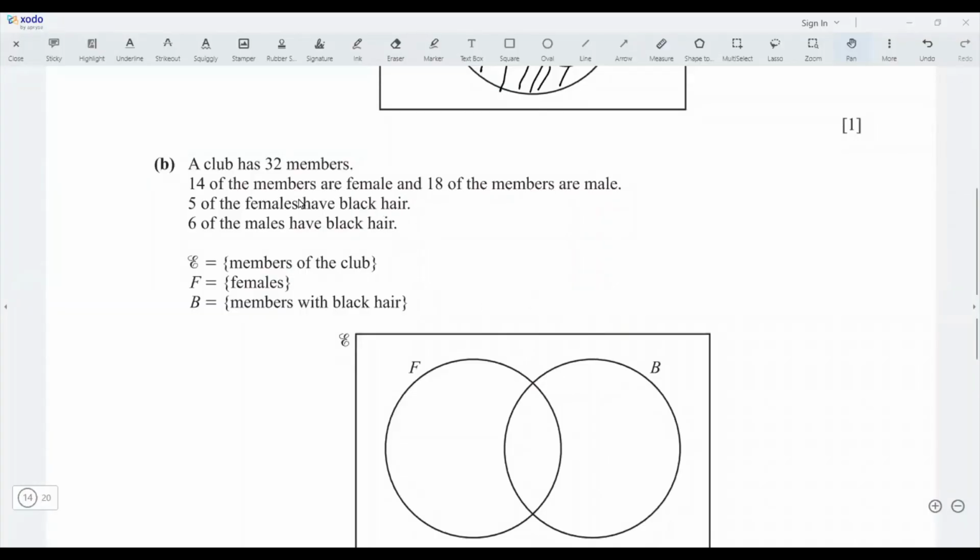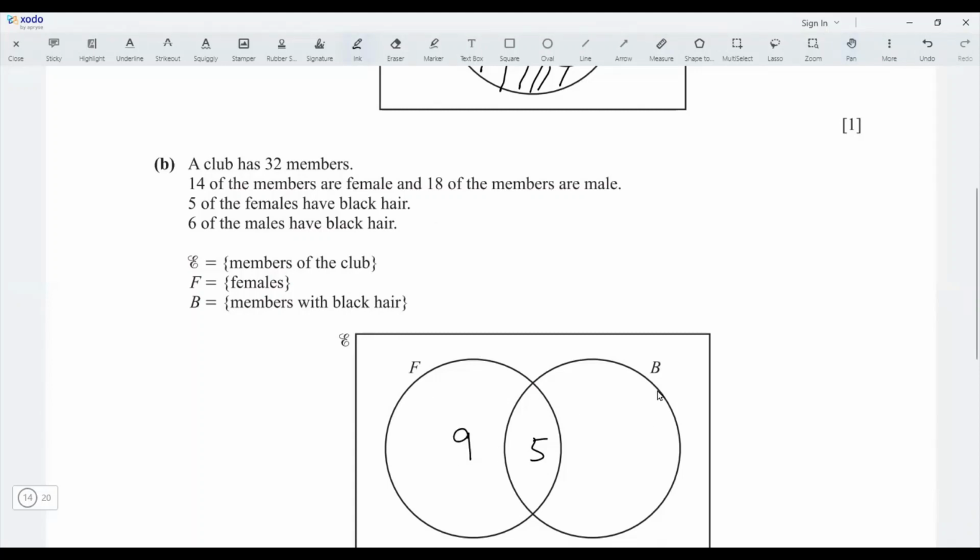Moving ahead, this is a question. A club has 32 members. 14 of the members are female, 18 of the members are male. 5 of the females have black hair, 6 of the males have black hair. E is the total number of members of the club, F is females and B is members with black hair. Females with black hair are 5, so we write down 5 here. What about the other females? Total are 14, so 14 minus 5 is the number of females not having black hair. So we write down 9 here.